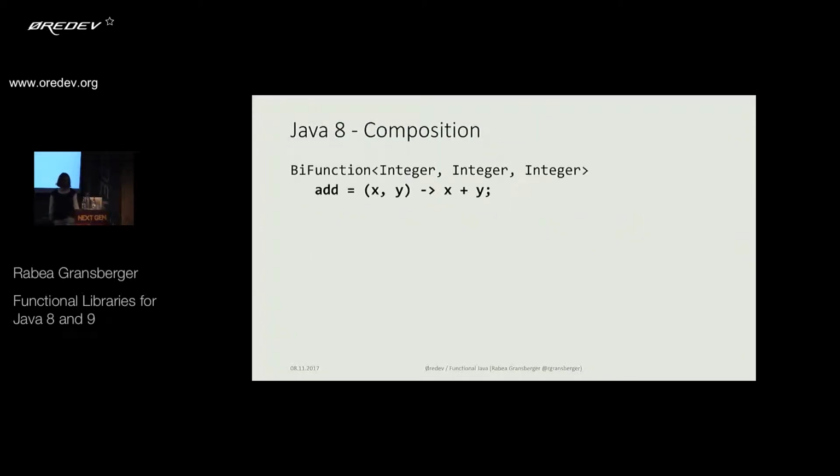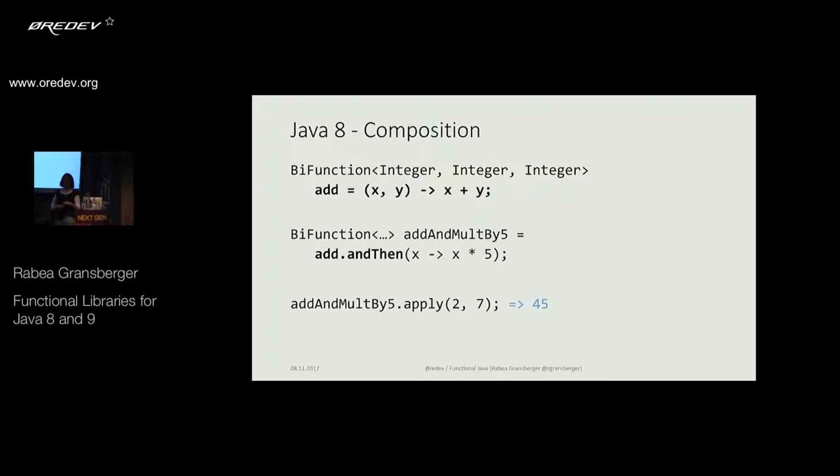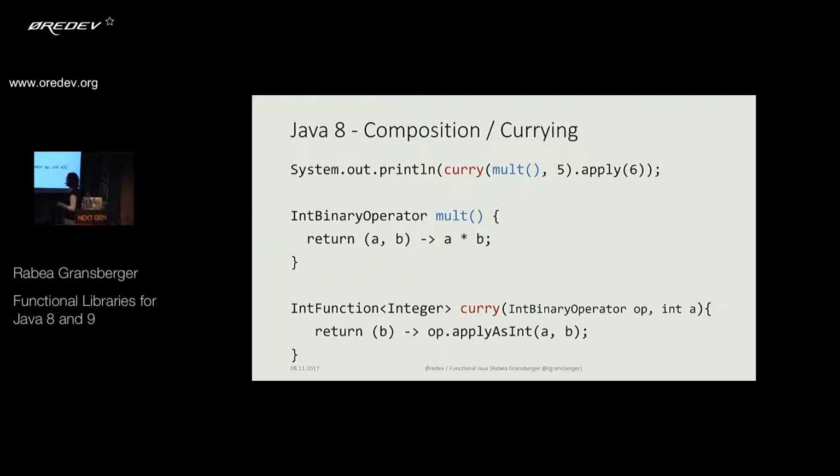With that, we can also have a composition, for example. If we want to add 2 values and then also multiply by 5, we can take the add function and call andThen and pass another lambda which multiplies by 5. And then if we pass on the values 2 and 7, we have 2 plus 7 times 5 is 45. So this is composition.